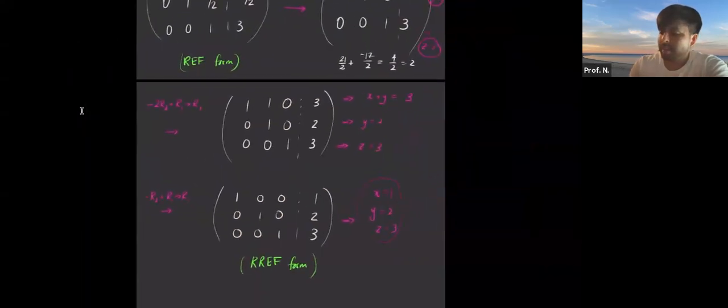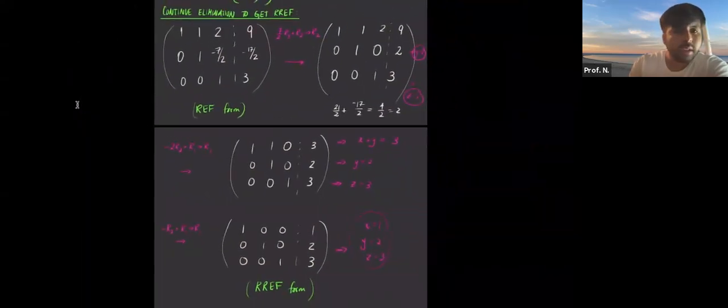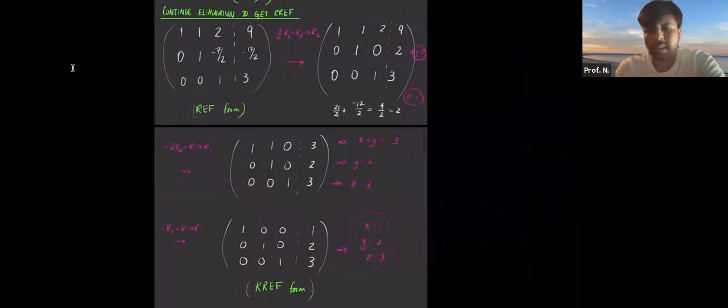Can you scroll up a bit? Yes, I can try to do that. Let me just see what people have said. Is there any benefit to getting all the way into row reduced echelon form if you can calculate the solution at an earlier point? Yeah, that's what I was saying, Sam.